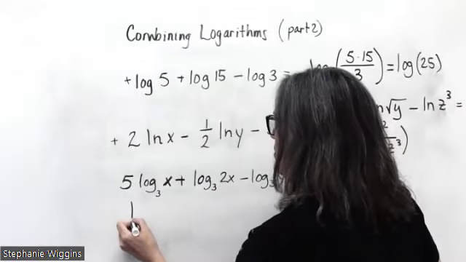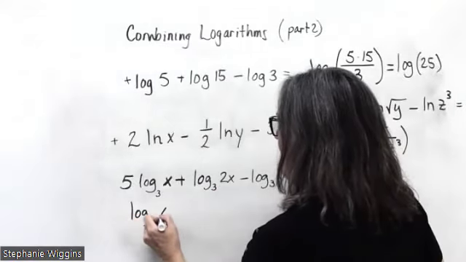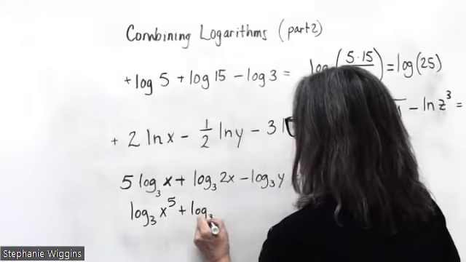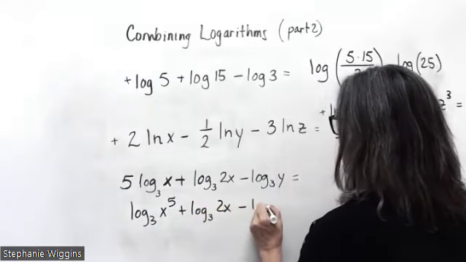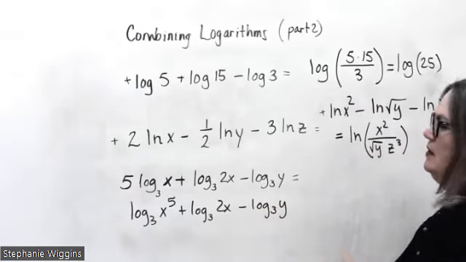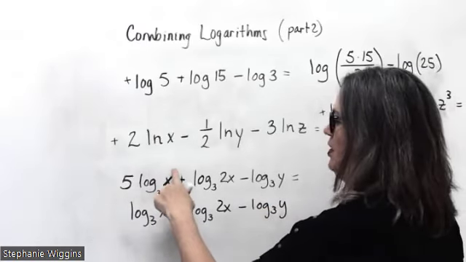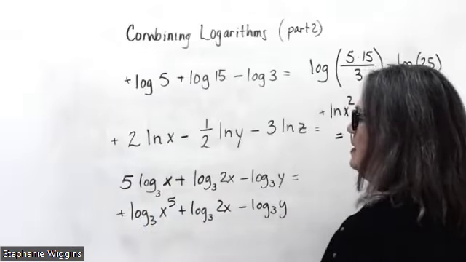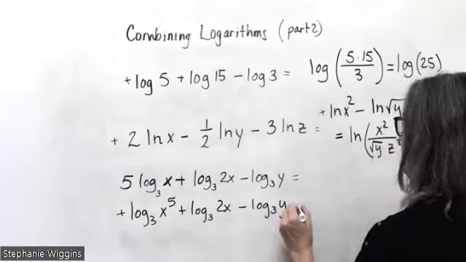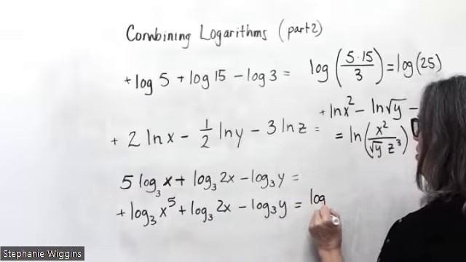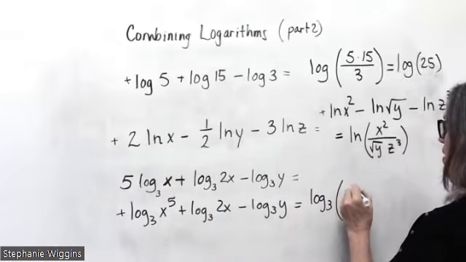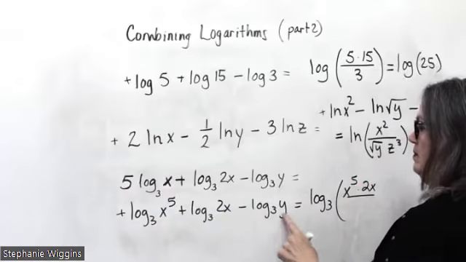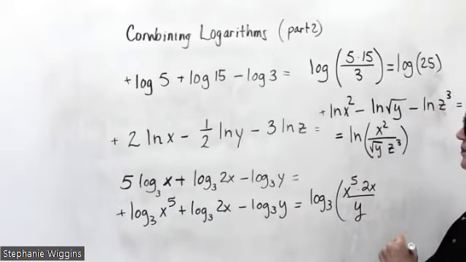Here, same thing: log base 3 of x to the 5th plus log base 3 of 2x minus log base 3 of y. So I just took that 5 and put it as an exponent. And now I can go ahead and combine. This is a plus. These two are going to go in the numerator. So that's going to be log base 3 of x to the 5th times 2x. And then the denominator is going to have the y.